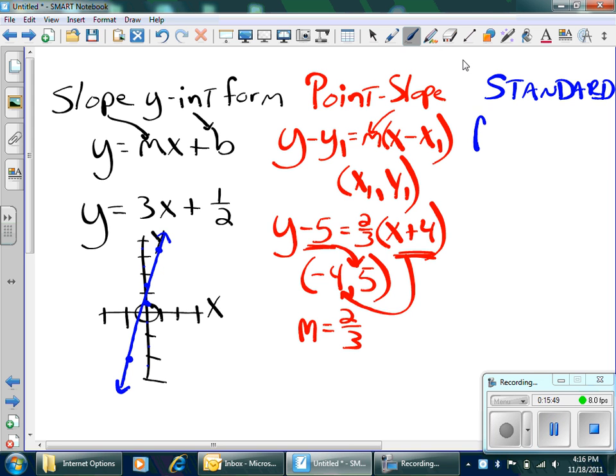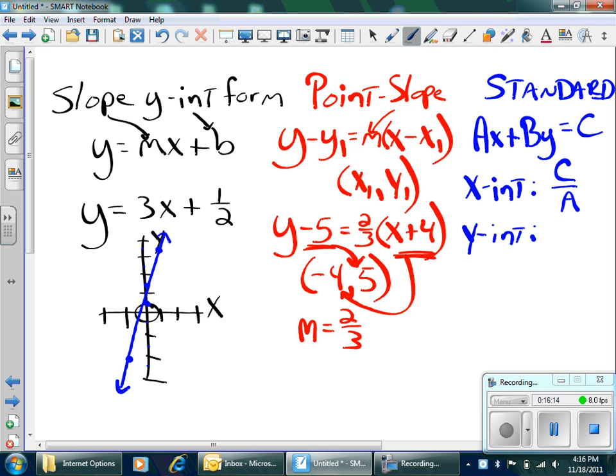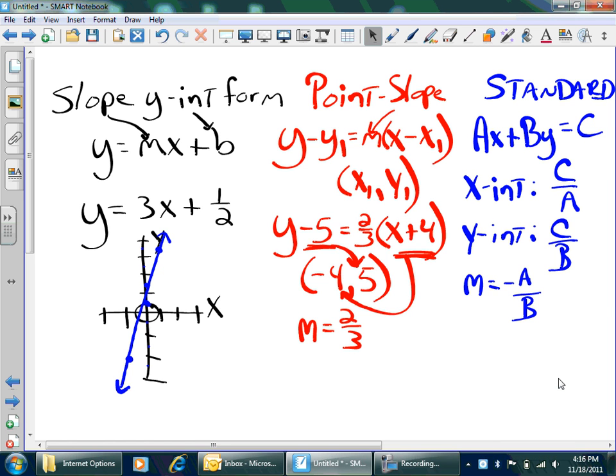All right, standard form, ax plus by equals c. Remember, the lead coefficient must be positive. All right, when we're in this form, some cool things happen. Remember, the x-intercept can be found by dividing c by a. The y-intercept can be found by dividing c by b. And the slope can be found by doing the negative of a divided by b. Makes it a very useful form. Let me get a little bit more room here.